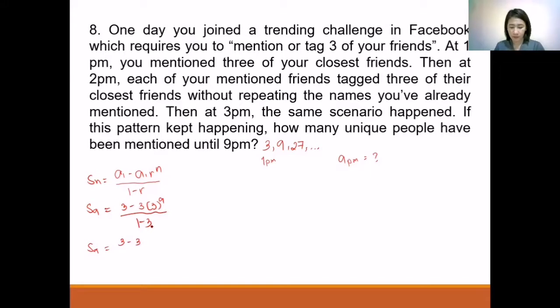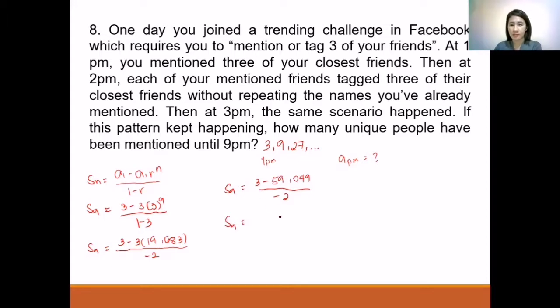So we are going to have the exponent first, and that is 19,683 over 1 minus 3. So you have negative 2. So let me continue on this side. So S sub 9 is equal to 3 minus, the answer will now be multiplied by 3. So you have 59,049 over negative 2. So we just have to subtract.